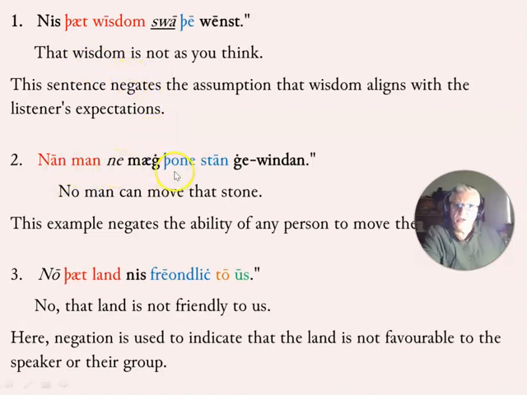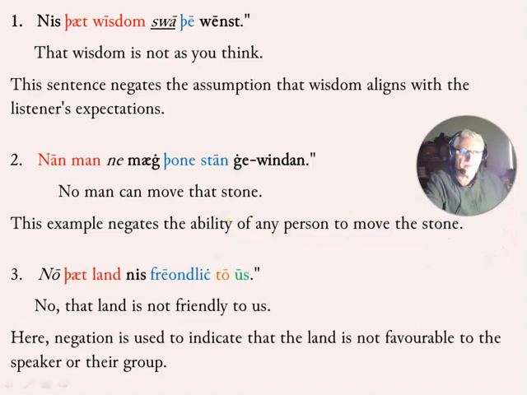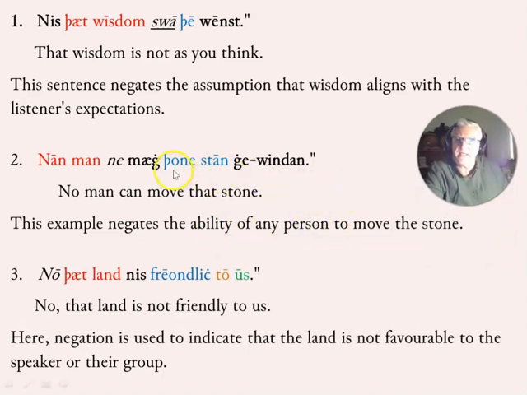Nan man near my phonasastan yawindan. So no man can move that stone. Okay, this example negates the ability of the person to move the stone. Maybe I'll just move that there. Notice here, subject, verb, and then the second verb has gone to the end in its infinitive form. Okay, phonastan is the accusative, it's the object of the verb cannot. Okay, just interesting word order there.